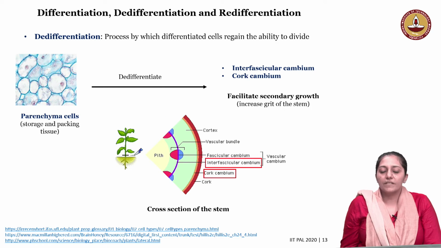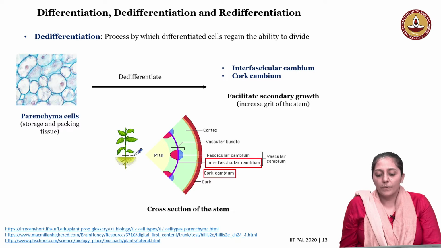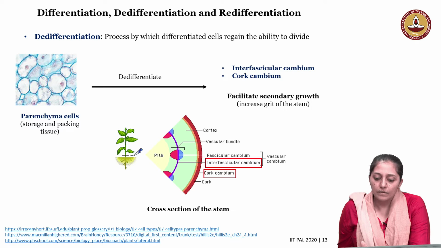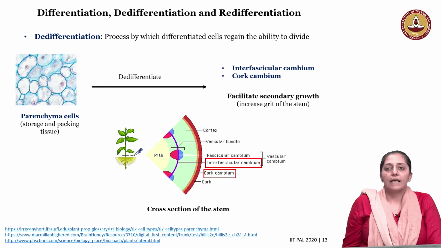So, this is a picture where you can see a cross section of the stem where the parenchyma cells have been modified to play a role in the interfascicular cambium and the cork cambium, thereby increasing the layers of the cells in the cork layer and also in the cambium region, the vascular cambium region here. So, the vascular bundle is also shown here, the xylem elements shown in the pink.